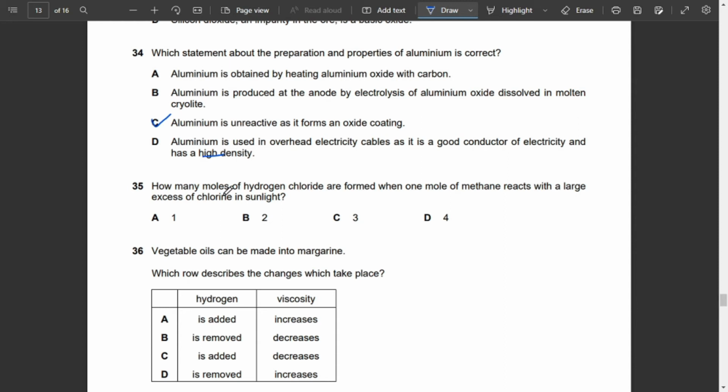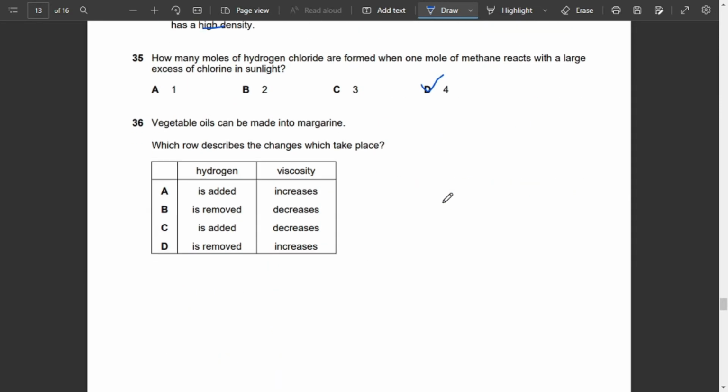And if we see the equation, over here we'll have 4 moles of hydrogen chloride formed. So this is as a fact, and you can also make the equation and you will get to know about it. MCQ number 36, vegetable oils can be made into margarine. Which law describes the changes which take place when vegetable oil is turned into margarine? That means in this case, we are adding hydrogen, since it's getting stiffer, it's going more to the solid side. And the viscosity increases, of course. Viscosity will increase because you're going from oil to margarine. So definitely this cannot be either one of them.